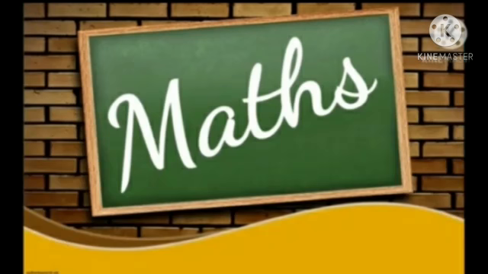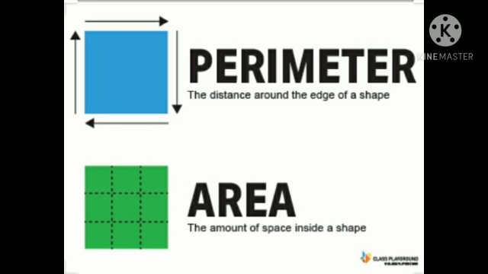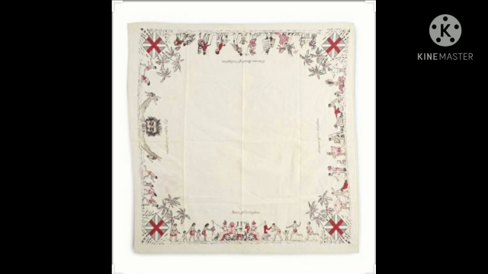Today we will start a new topic: perimeter and area. Students, what is perimeter? The distance around the edge of a shape. And what is area? The amount of space inside a shape. Students, first we will learn what perimeter is with the help of an example.